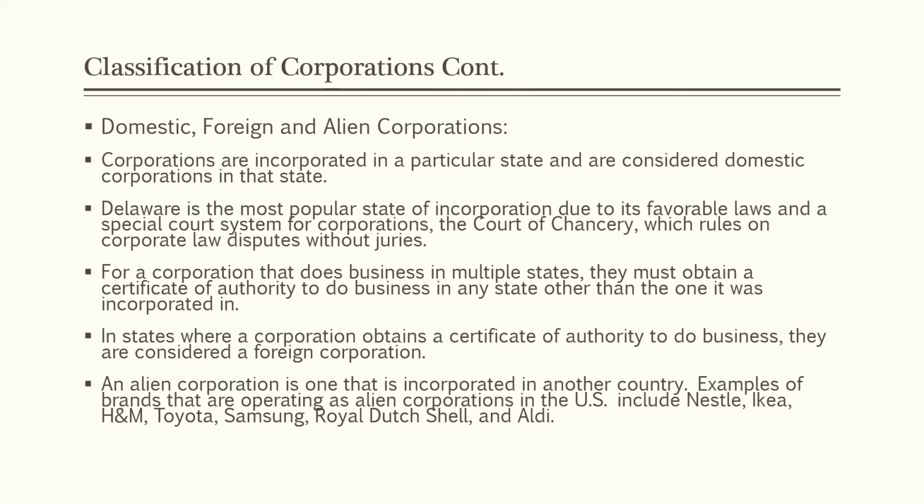Now let's take a look at an example. Suppose a corporation is incorporated in Kansas. That corporation would be a Kansas domestic corporation. If that Kansas corporation also did business in Missouri and Oklahoma, it would need to obtain a certificate of authority to do business in those states and would be considered a foreign corporation in Missouri and Oklahoma.